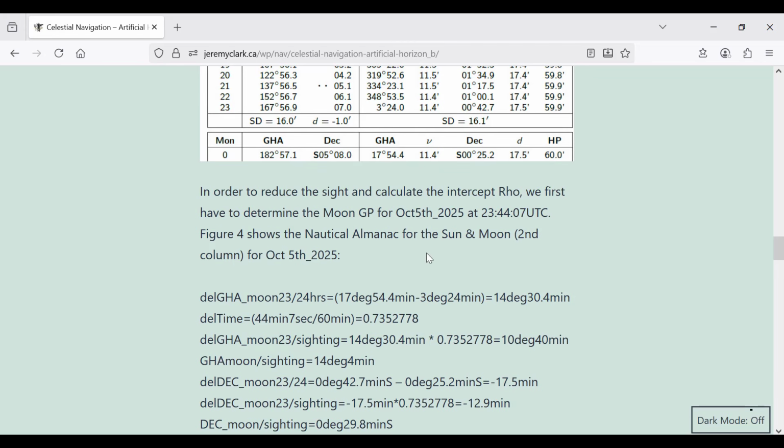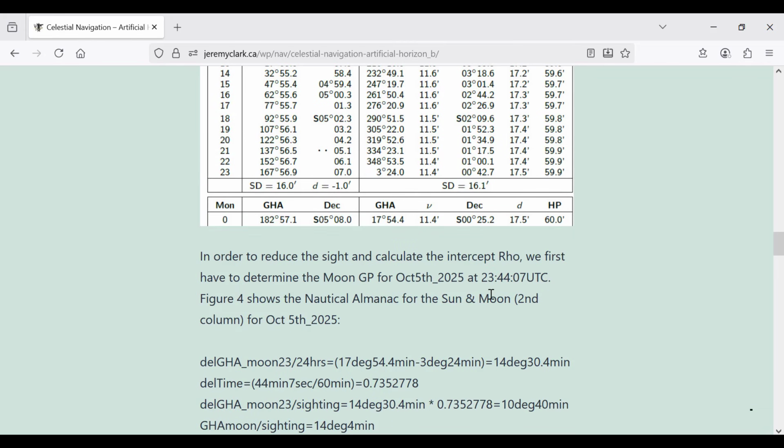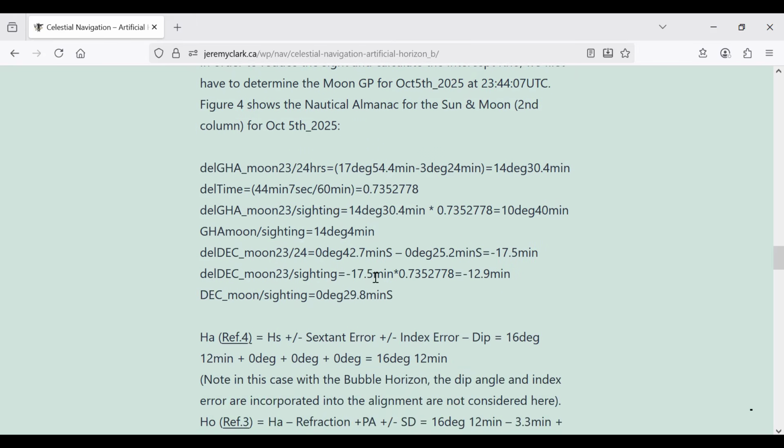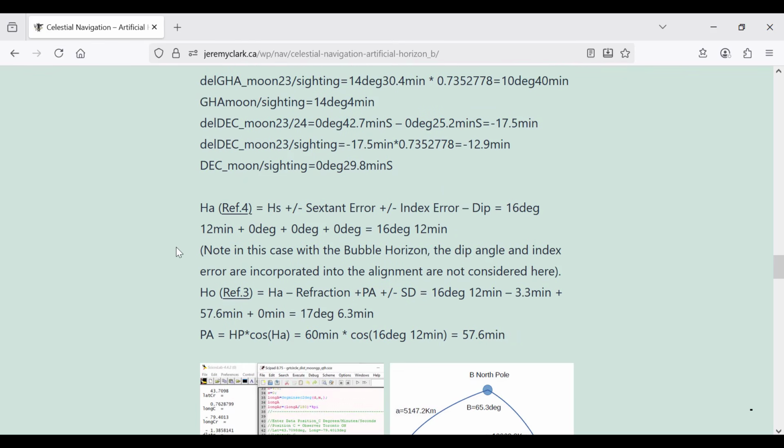The time was, UTC was 23:44:07, so that lies between 2300 and 2400. So you have to interpolate, which is what I've done here, to find the dec and the GHA.